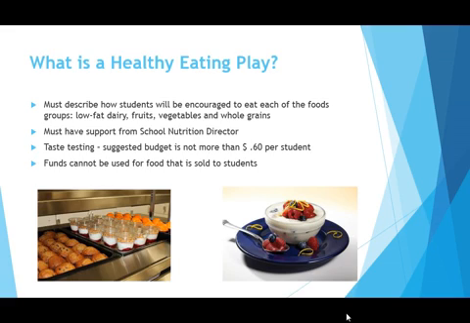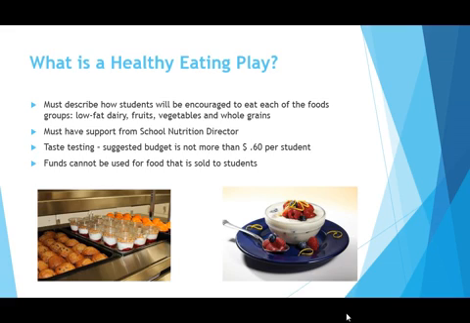Then a couple more basics before we get into some examples of past grants. What is a healthy eating play? These plays must describe how students will be encouraged to eat each of the food groups, and this includes the low-fat dairy, fruits, vegetables, and whole grains. And with this, you must have the support of the school nutrition director.